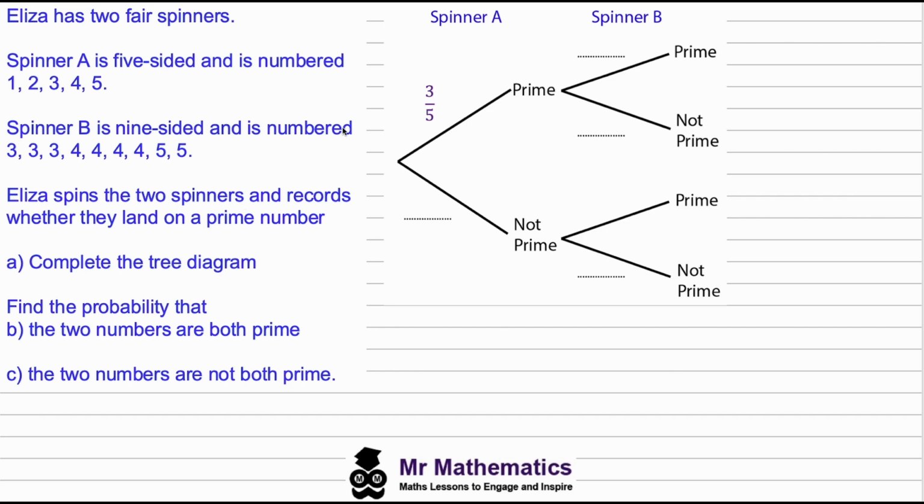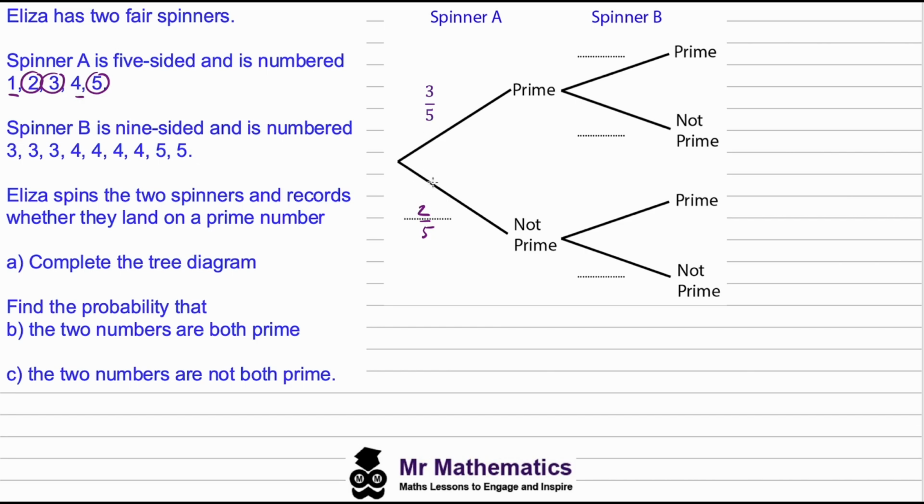So to complete the tree diagram, we start at this point, and then we either spin a prime or a not prime. You can see there's three numbers that are prime, the 2, the 3, and the 5. So there will be two numbers which are not prime. So this is 2/5. And you can see this works because the prime and not prime are both mutually exclusive, so the two probabilities must add up to 1.